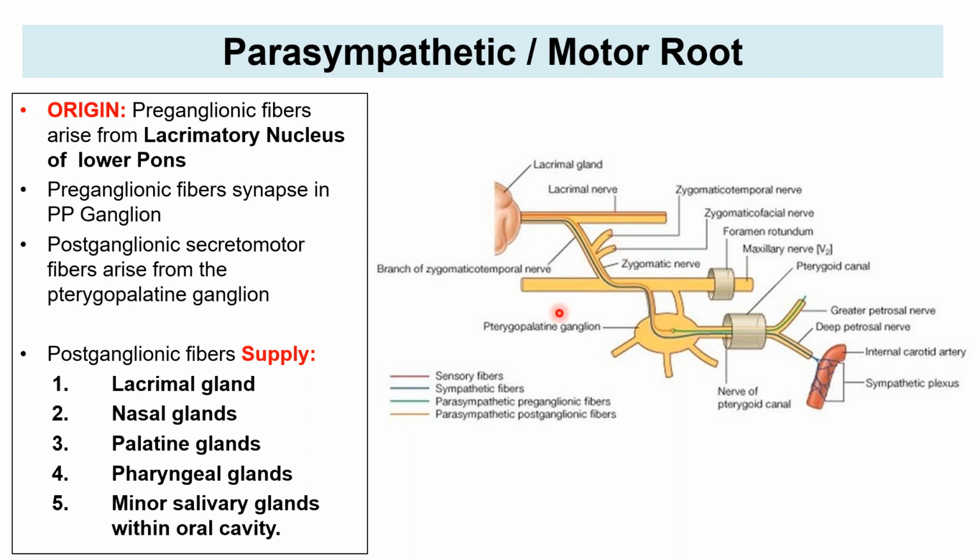Now let's see what is there above the maxillary nerve. The maxillary nerve gives off a branch we know as the zygomatic nerve.